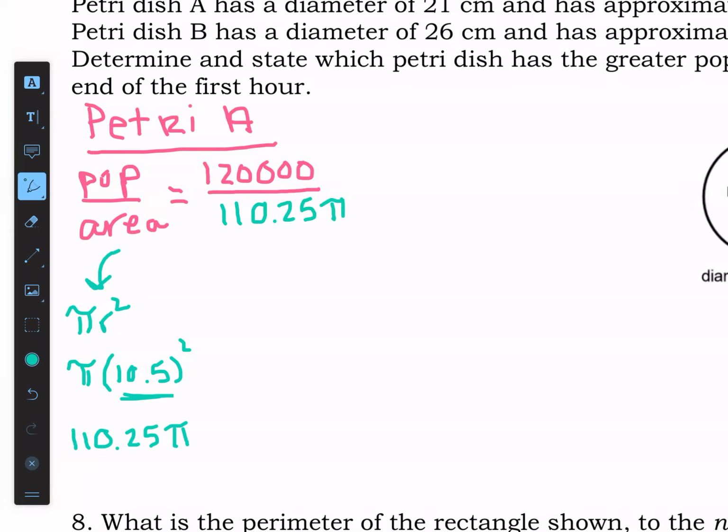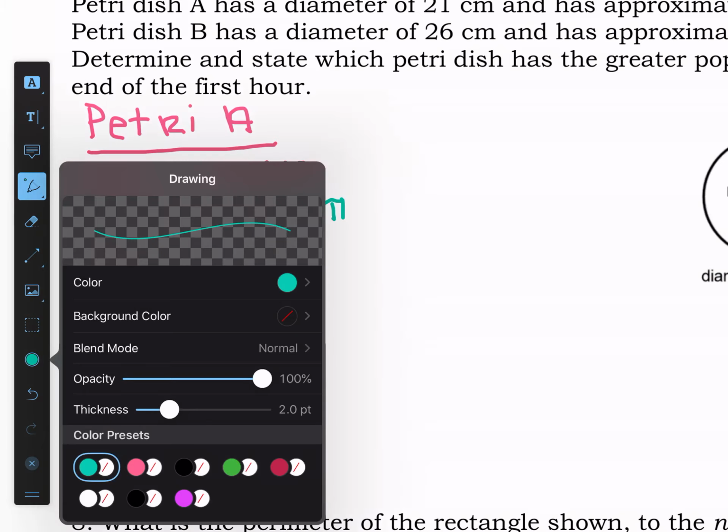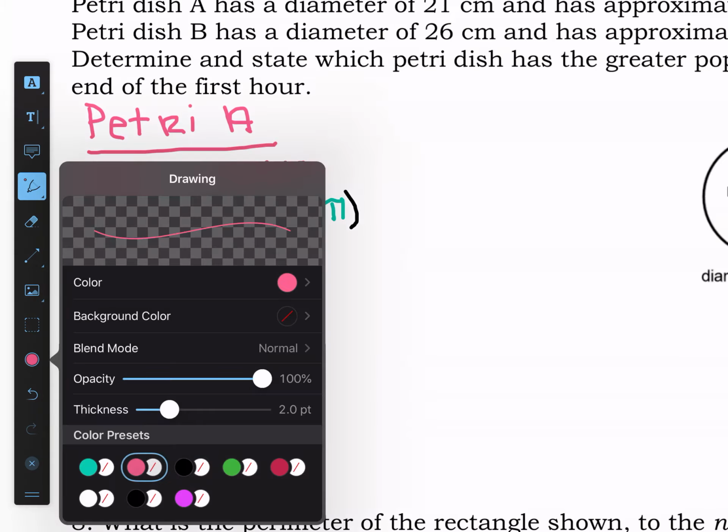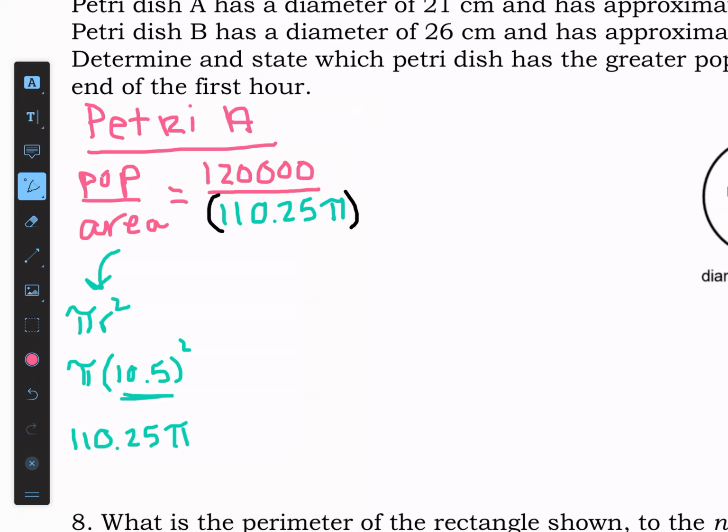Okay, so now when we actually want to put this in the calculator, it's very important that you remember to put parentheses around the denominator. If you have pi with an expression, the calculator is not going to read it correctly unless you put parentheses around it. So when you type this in, you should get approximately 346.5 bacteria per centimeter squared. Okay, so that was for petri dish A.